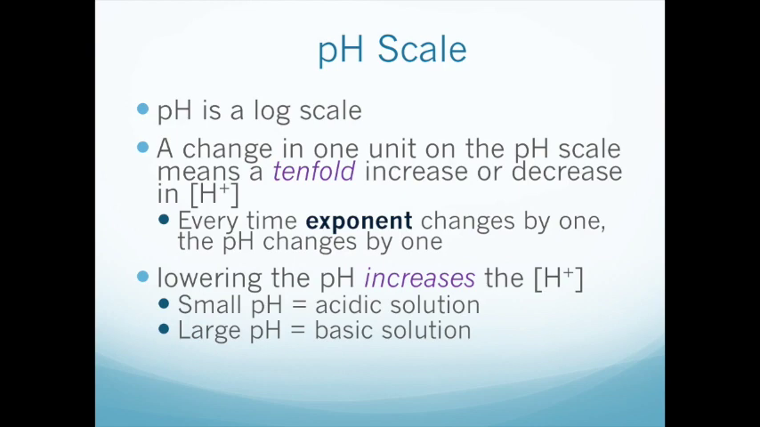So the pH is a log scale, which means that a change in one unit equals a tenfold increase or decrease in H plus concentration. This is also known as an order of magnitude increase or decrease. Every time the exponent changes by one, the pH changes by one. Now, if you lower the pH, this increases the H plus concentration. So a small pH is an acidic solution and a large pH is a basic solution, with a neutral solution being a pH of 7.